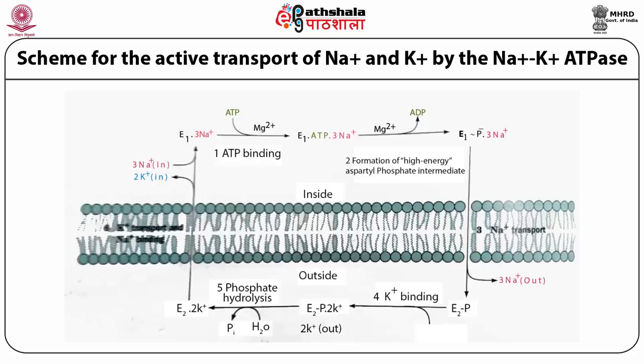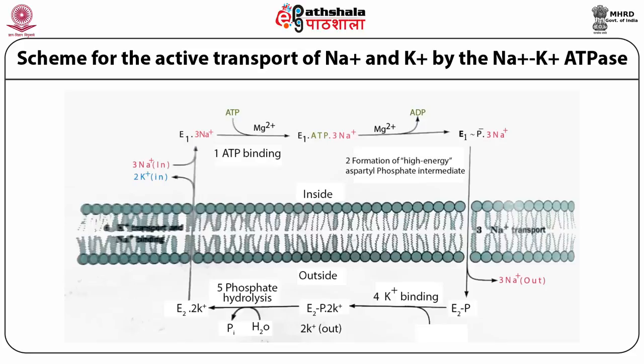The high energy bond in aspartyl phosphate drives the conformational change in the enzyme, and the resulting complex now is E2 phosphate and 3 sodium ions. It now releases 3 sodium ions which move outside the cell. 2 potassium ions enter and the complex E2 phosphate, 2 potassium ions is formed. The aspartyl phosphate in the E2P is hydrolyzed and gives the E2 and 2 potassium ion complex. The E2 conformation reverting to E1 releases two potassium ions inside the cell. E1 is ready for another transport cycle.